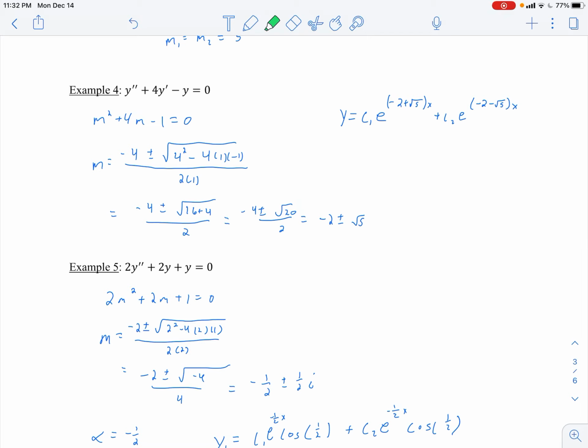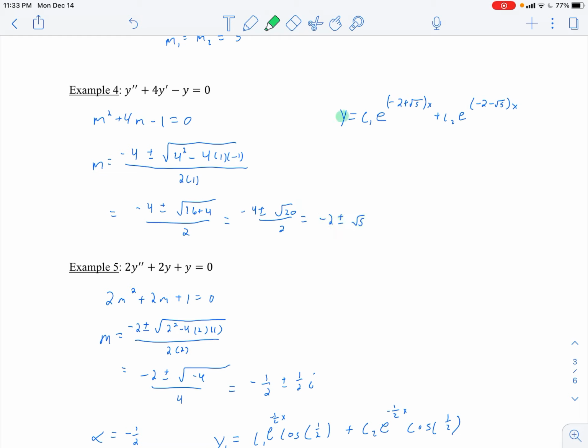Alright, example 4, y double prime plus 4y prime minus y equals 0. Put it into the auxiliary equation, m squared plus 4m minus 1 equals 0. I cannot factor this by looking at it, so I'm going to go ahead and use the quadratic formula to solve for m. Negative b plus or minus the square root of b squared minus 4ac all over 2a. I do the math, I break it all the way down to negative 2 plus or minus radical 5.